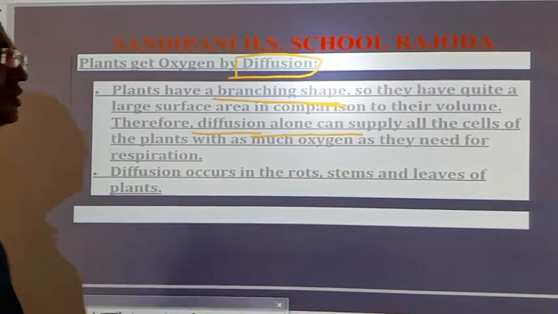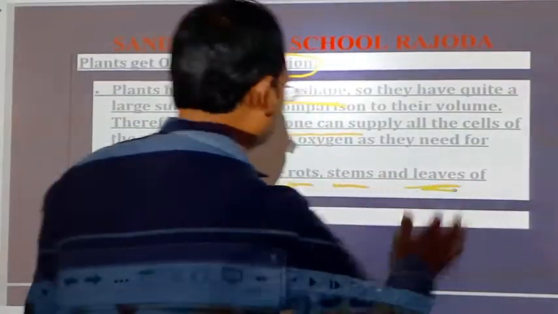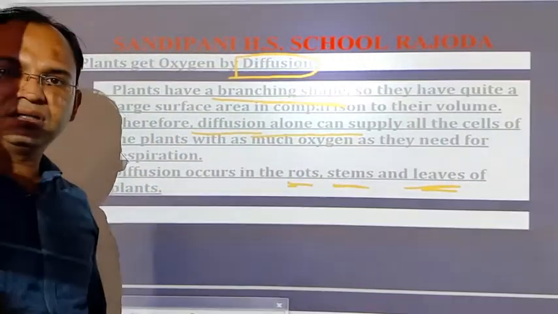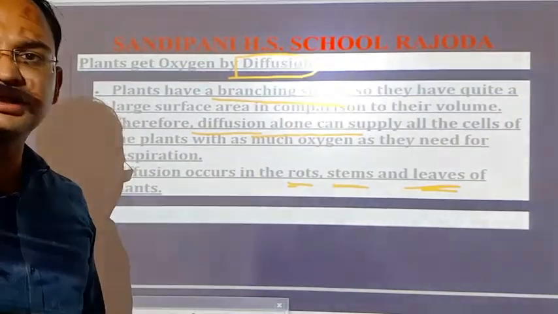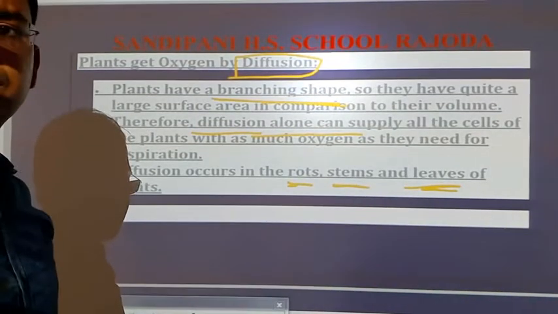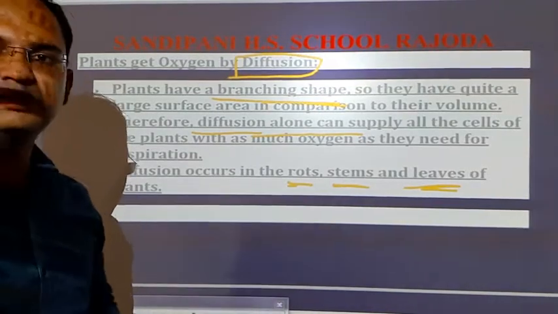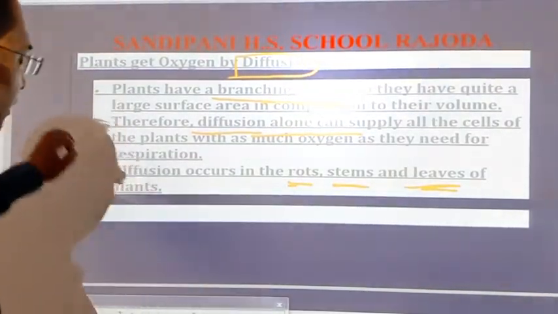Diffusion occurs in the root, stem and leaves of the plants. All these three portions are responsible, or they can intake oxygen through the process of diffusion. Now let's see, students, how the process of respiration occurs in different parts of the plant, that is in root, in stem and in leaves.